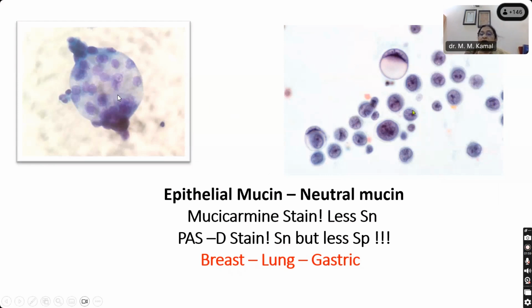Now here, these are cells from gastric carcinoma. What is this appearance known as? A signet ring. Signet ring appearance. And what is this appearance known as?